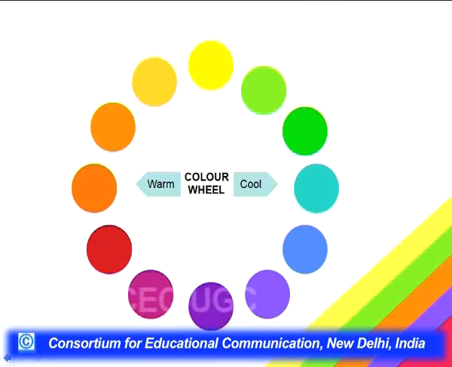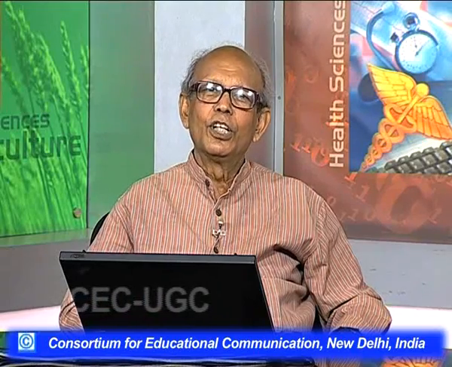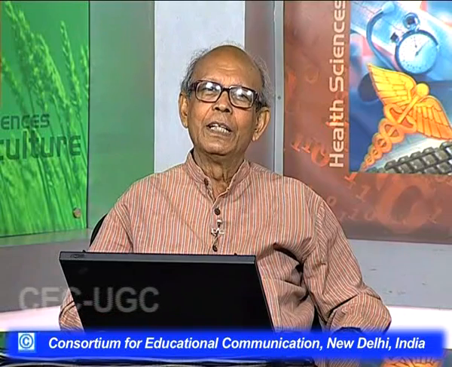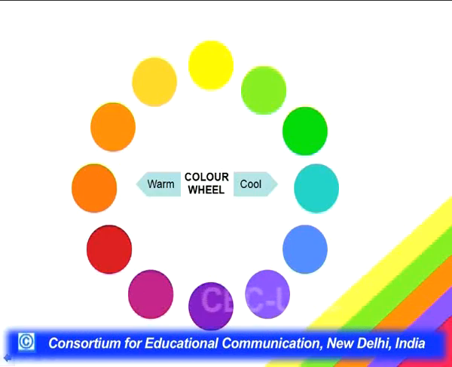Now, if we divide this color wheel in two parts, left to right, you will find one side of the colors contains a bit of blue in it. Blue, as we have understood, psychologically gives the feeling of coolness. So all the colors having a bit of blue in them we call cool colors. On the other side of the wheel we have colors containing a bit of red. As we know, red gives the feeling of warmth. That's why these are called warm colors. So we have two sets of colors, warm colors and cool colors.